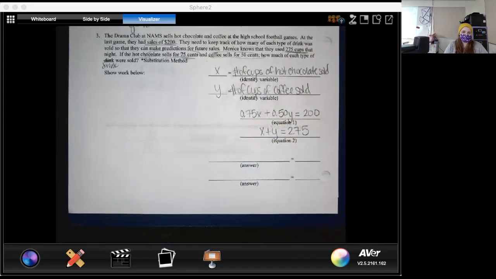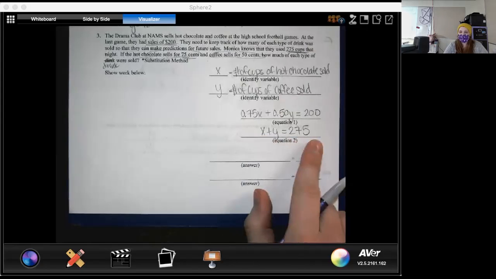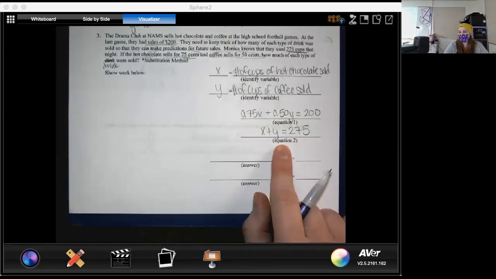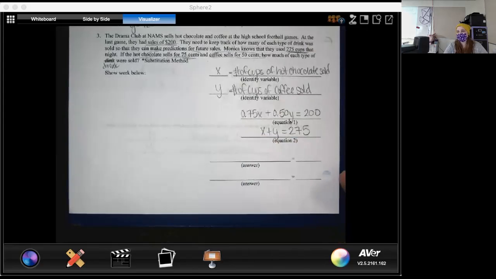Plus y equals 275. Okay, so we're going to do the substitution method. Looking at my two equations, which one makes more sense to manipulate? X makes sense in my second equation. You could do x or you could do y. Either one's going to make sense, right? Either way, you're subtracting one of the variables to the other side.